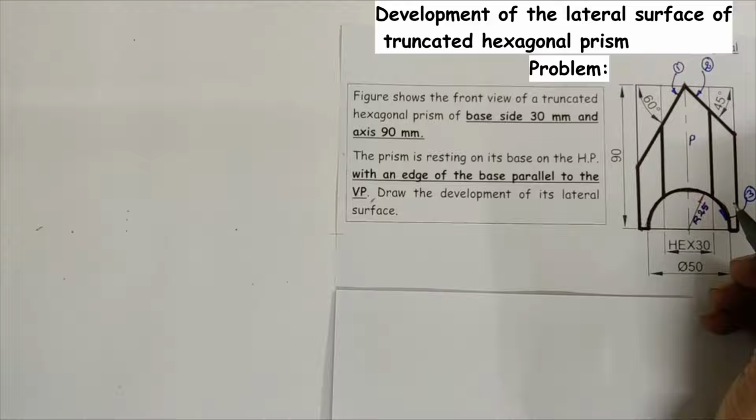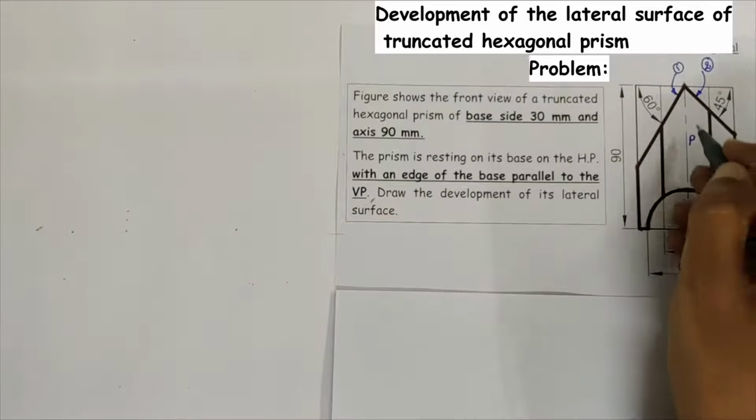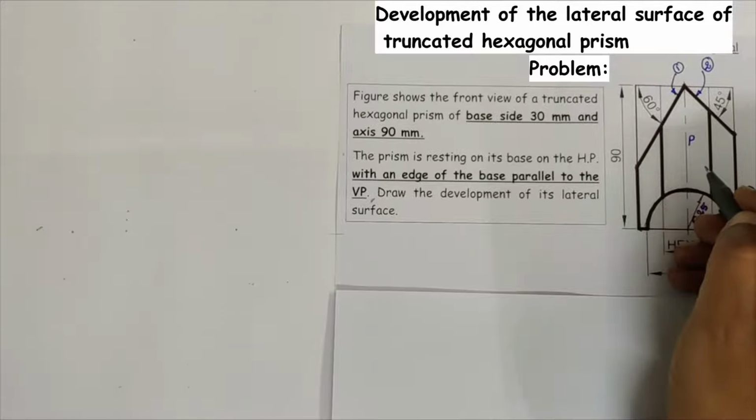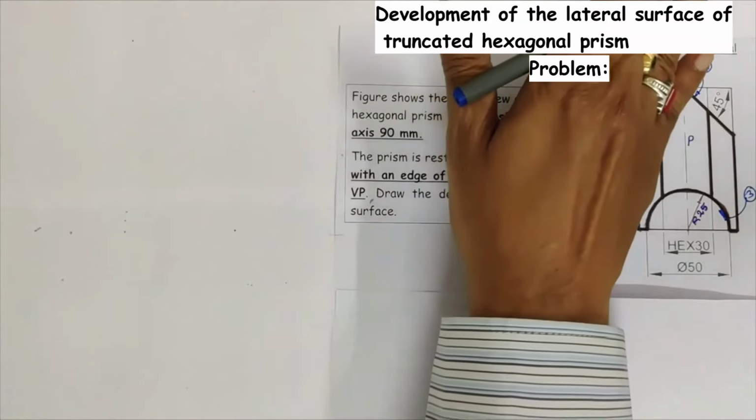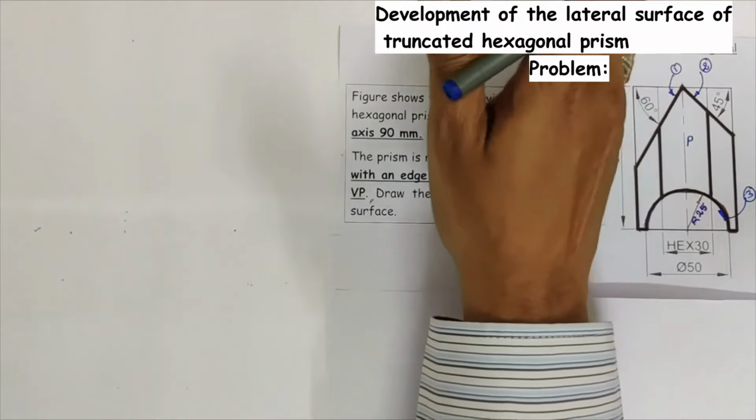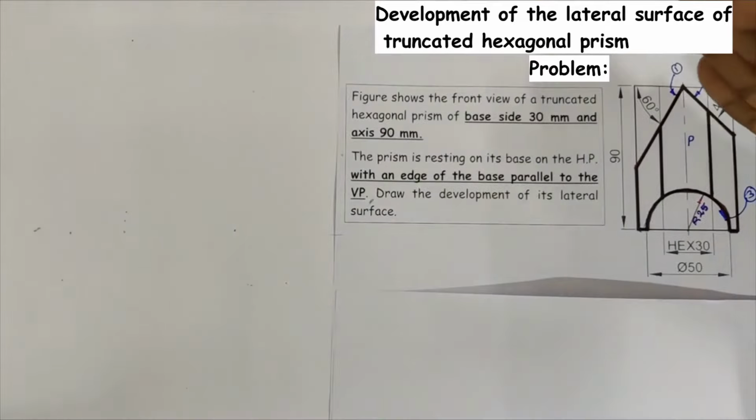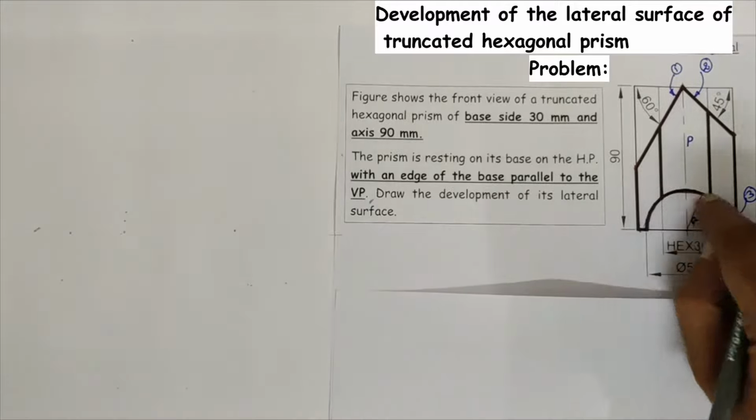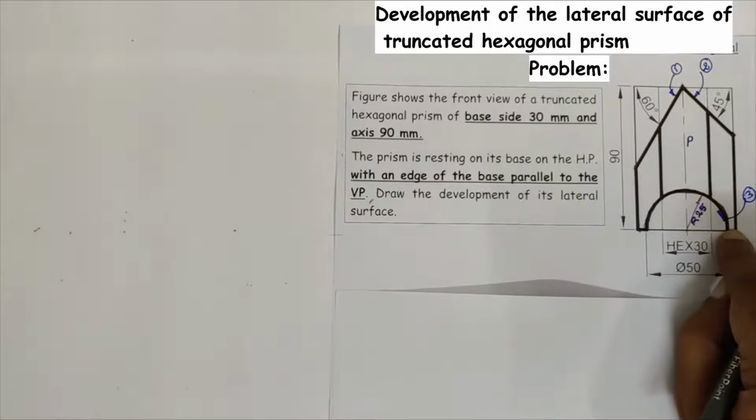Here, our objective is to develop the lateral surface of the part P portion of a hexagonal prism. After cutting the hexagonal prism with the first section plane, this portion of the hexagonal prism's material is removed. Then, after cutting with the second section plane, this portion of the material is removed. After cutting with the third section plane, the material below the section plane is removed.